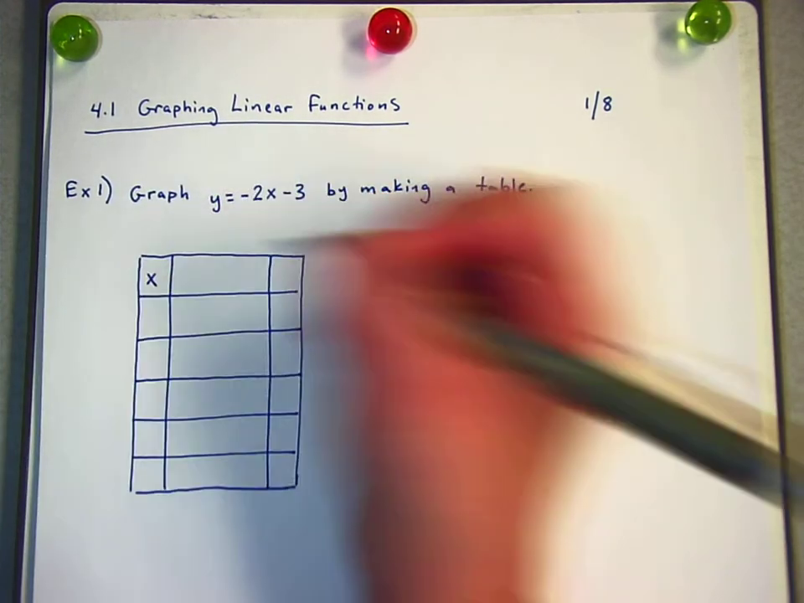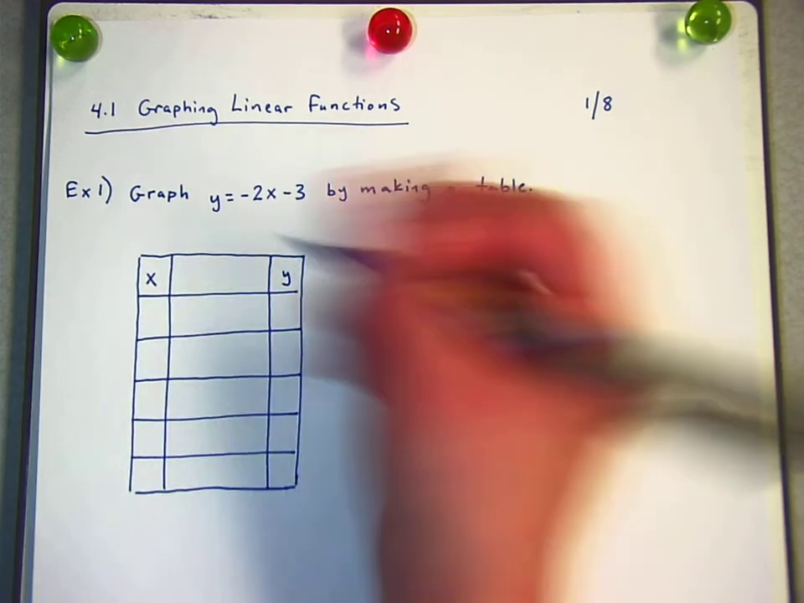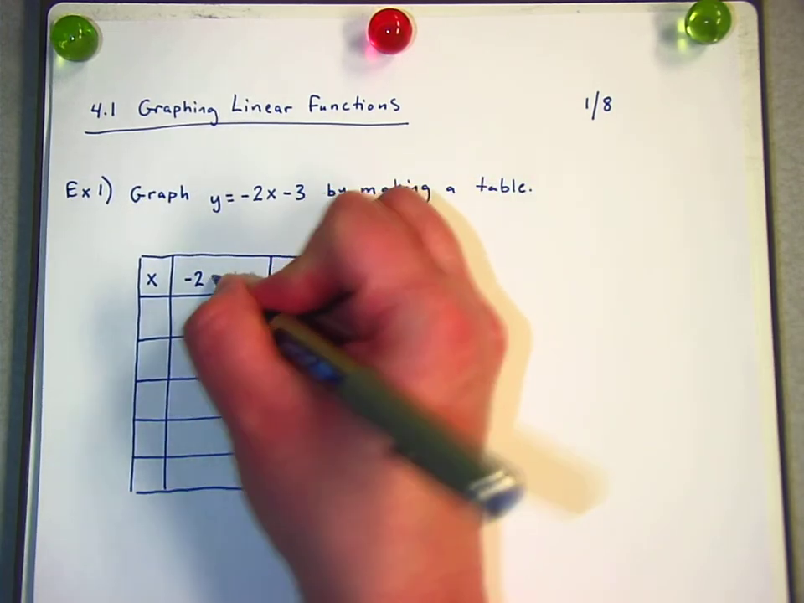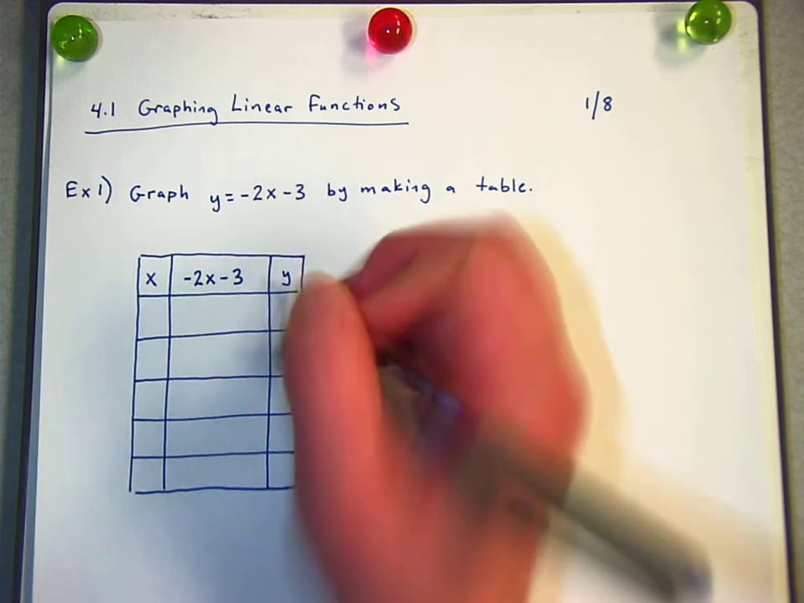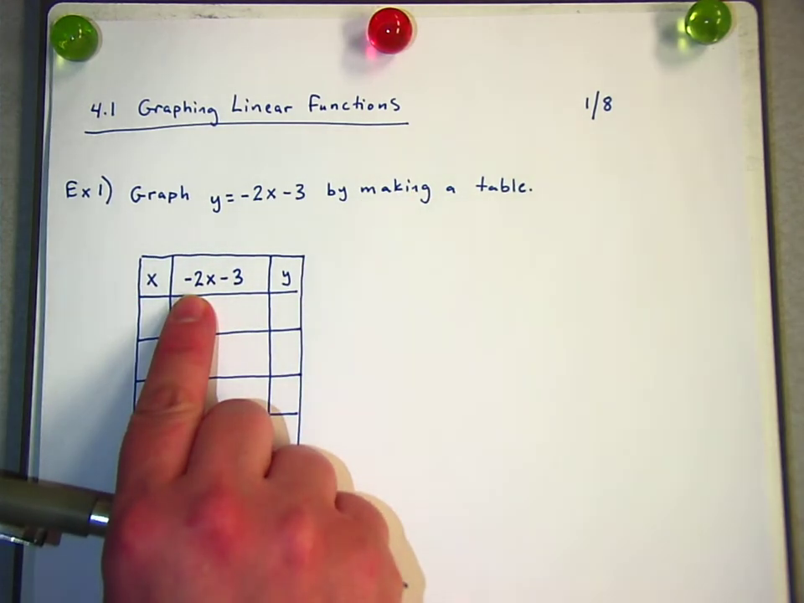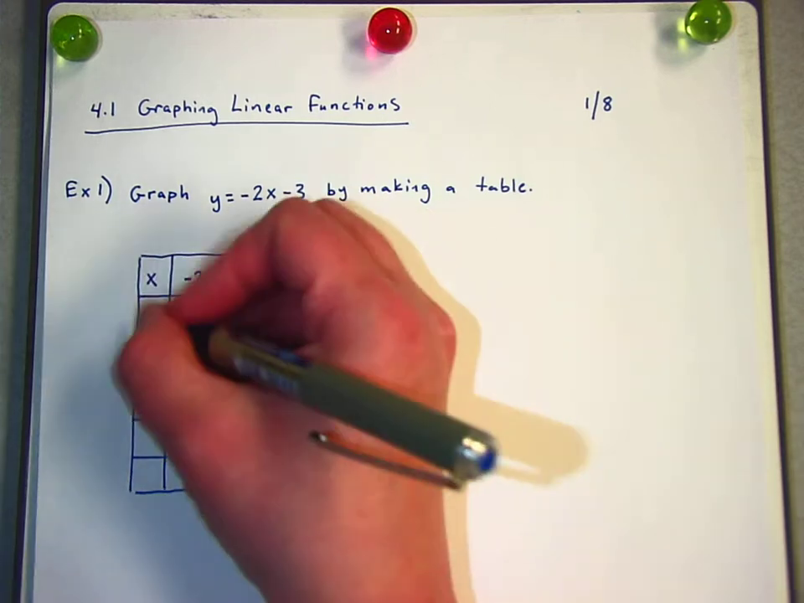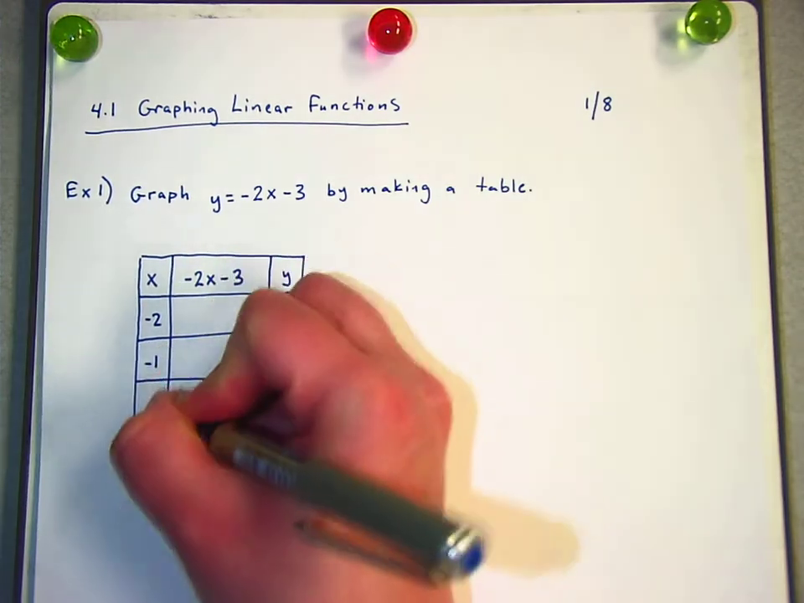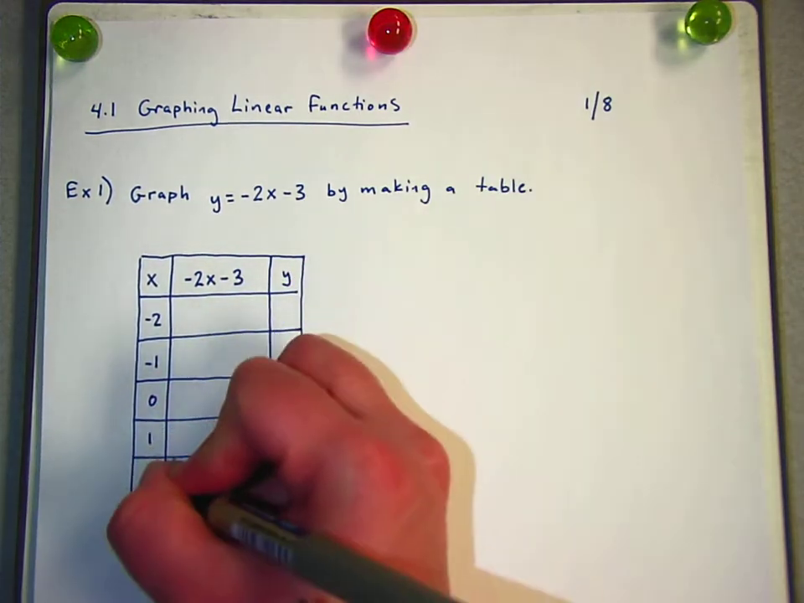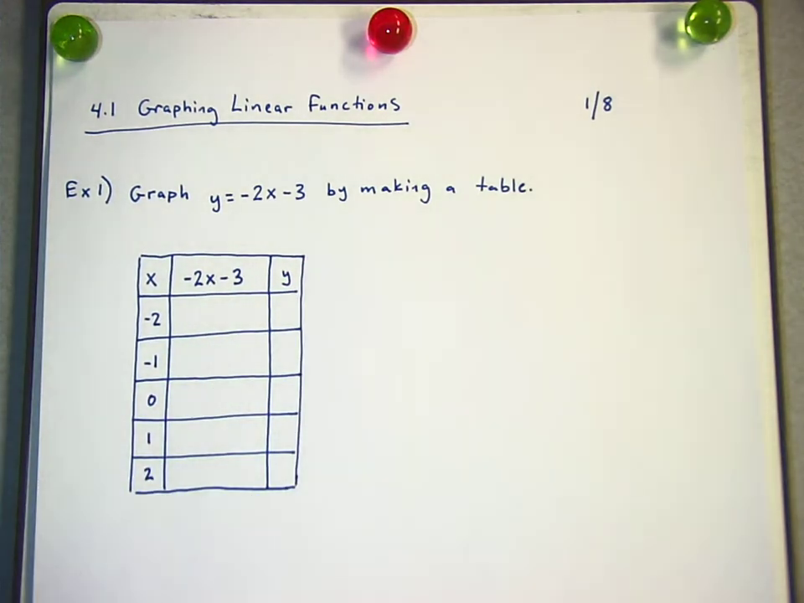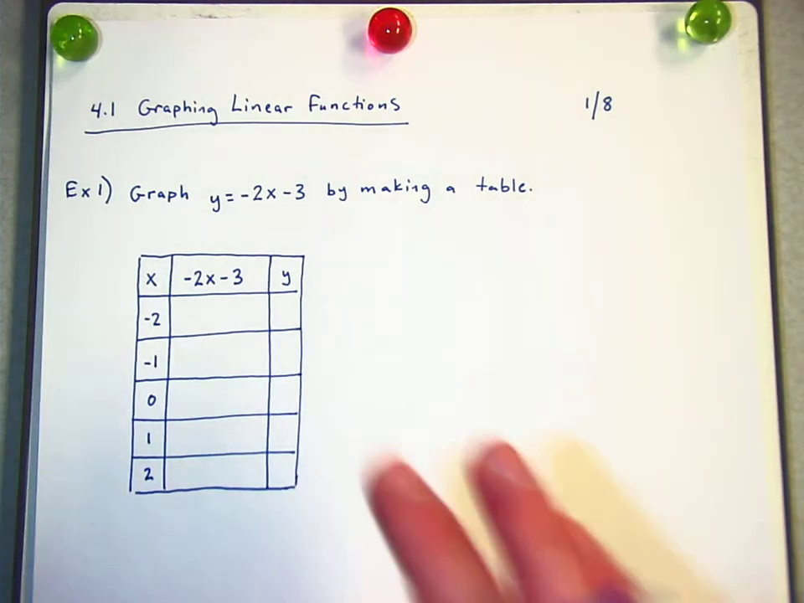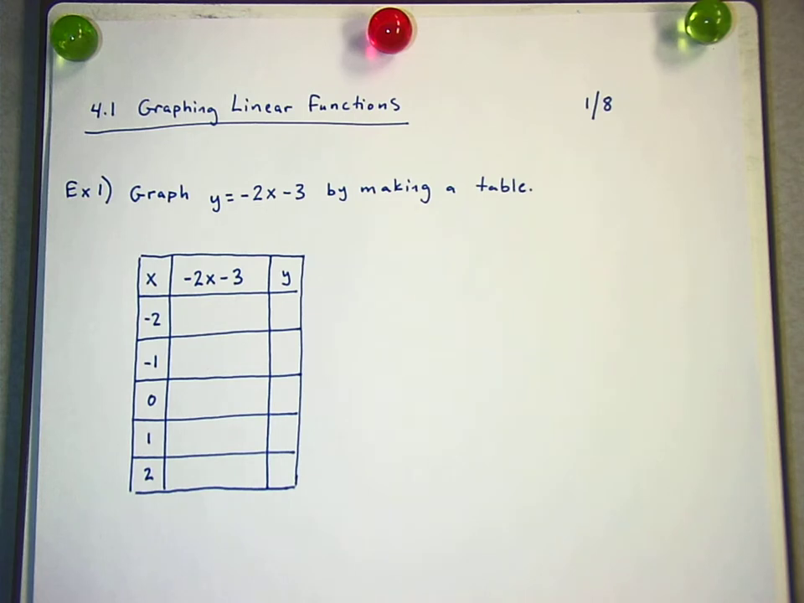This is our inputs, our x's. This is the y, the outputs, and this is the function that we got in here, this rule. Whatever we have for x, we're going to multiply by -2 and then subtract 3. Over here on the x side, I'm going to fill it in from -2 to +2. And at this point, you should pause the video until your table looks like this. So don't keep watching until your table looks like this.